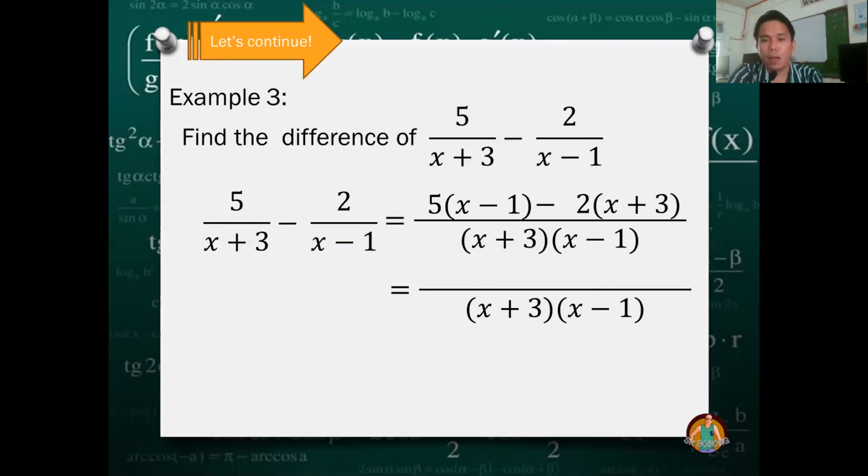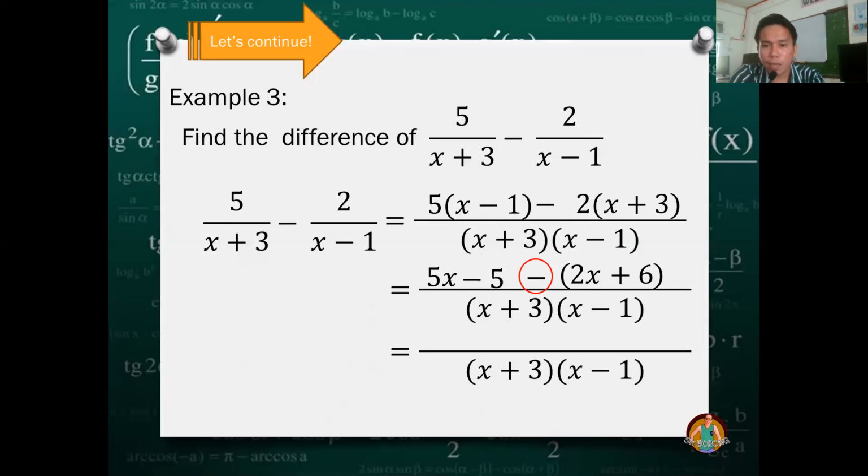Simplify our numerator. Paano siya isi-simplify? We will do the distributive multiplication. So 5 times x is equal to 5x and 5 times negative 1 will give us negative 5. Okay? Minus. Simplify. 2 times x will give us 2x and 2 times 3 will give us positive 6. Klaro? Sige. Again, in our numerator, saan dyan yung ating subtrahend? Our subtrahend there is 2x plus 6. Na-change natin yung sign because of the subtraction. Okay? Kasi subtraction siya. So now let's move.